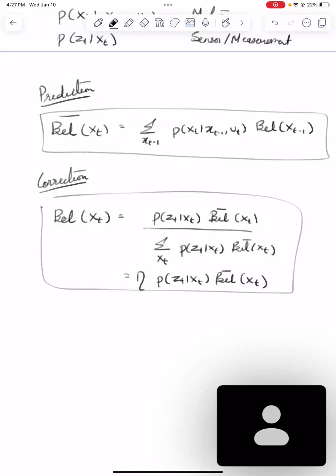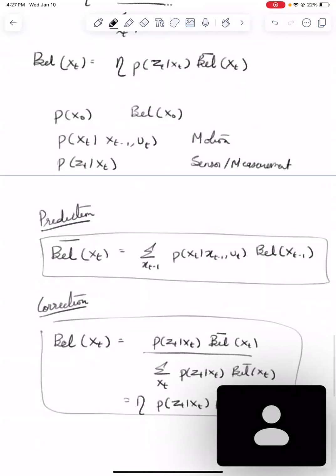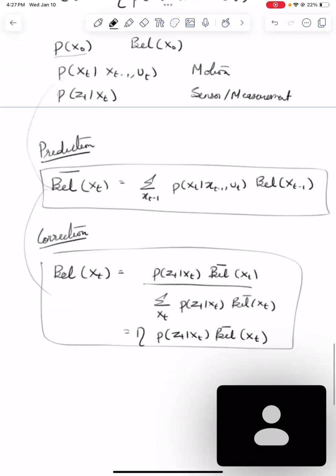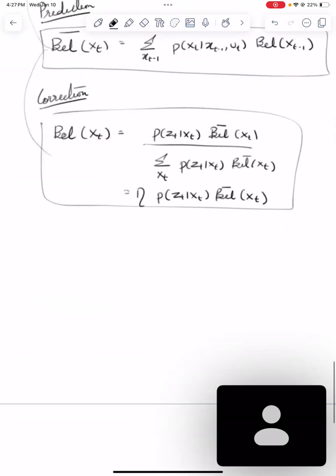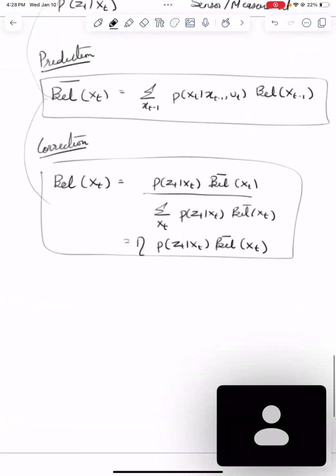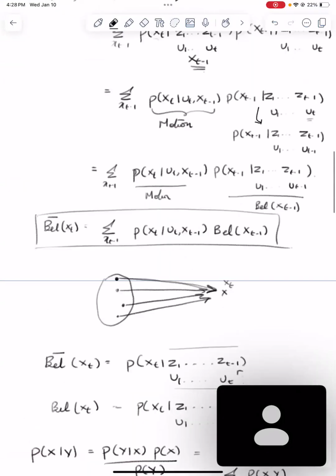So now all you do is you start from the initial belief, you apply prediction, you apply correction, and you repeat: prediction, correction, prediction, correction, and that's just Bayesian filtering. So hopefully that made things a little more clear.